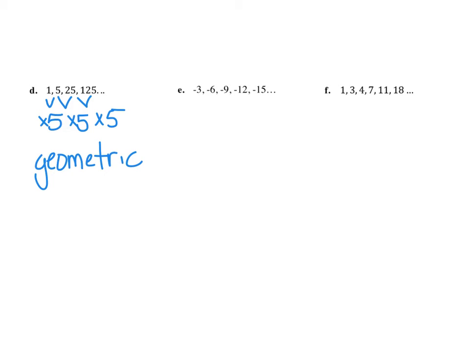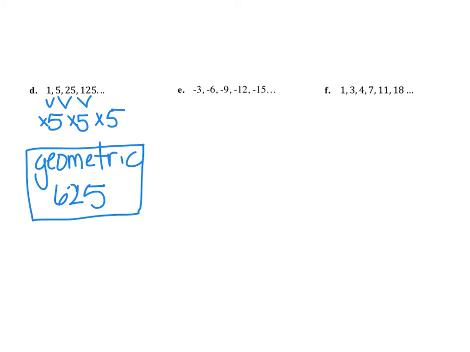And then for the next term in the sequence, I have to just continue by multiplying by 5. So I take 125 and multiply that by 5. So the next term in the sequence is 625.